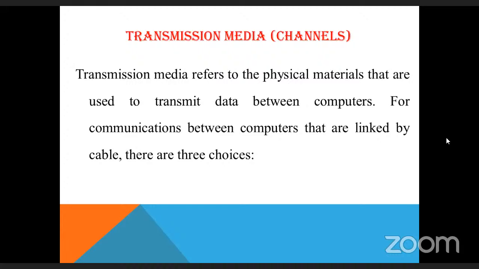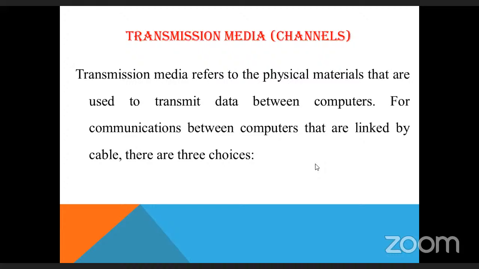In brackets, channels. Transmission media refers to the physical materials that are used to transmit data between computers. For communications between computers that are linked by cable, there are three choices. I'm done. Thank you, Aisha.